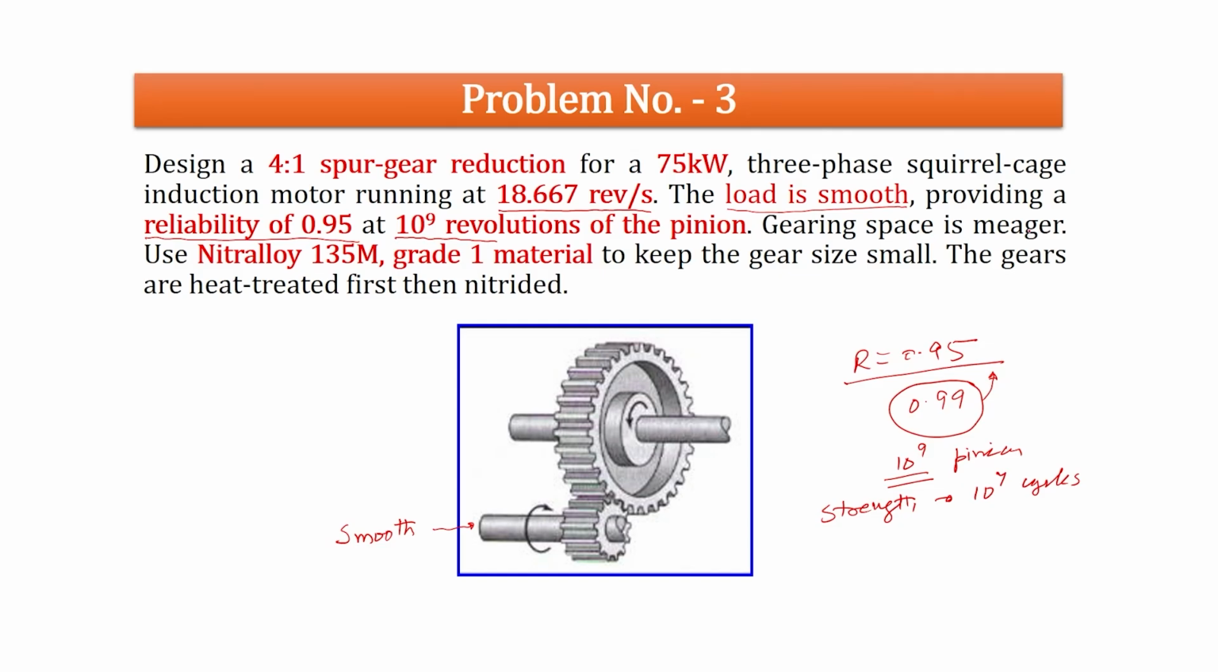The gearing space is meager. It means we have to design a gear with a smaller size, and the material of the gear and the pinion is nickel alloy 135M grade 1 material. Now, this data will be used to determine the strength of the material of the pinion and gear.